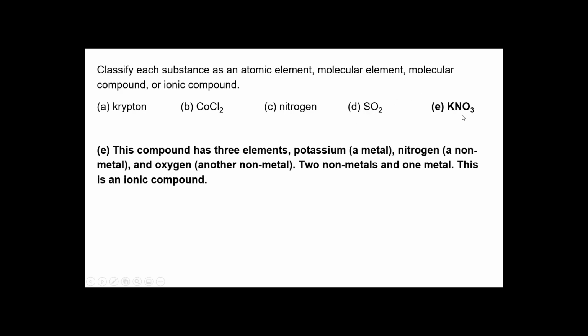And the last one is potassium nitrate. We have a polyatomic ion, which is a nonmetal with a charge, and we have a metal. So this has 3 elements in it: potassium, a metal, nitrogen, a nonmetal, and oxygen, another nonmetal. So 2 nonmetals and 1 metal. This is an ionic compound because there's a transfer of electrons from the metal to the polyatomic ion. And that's it.